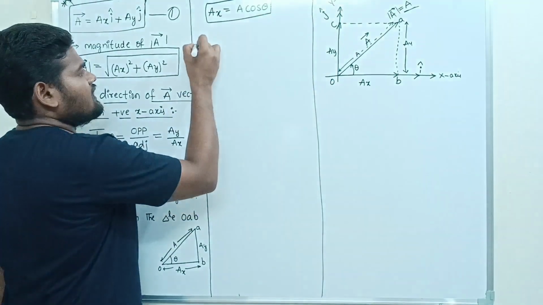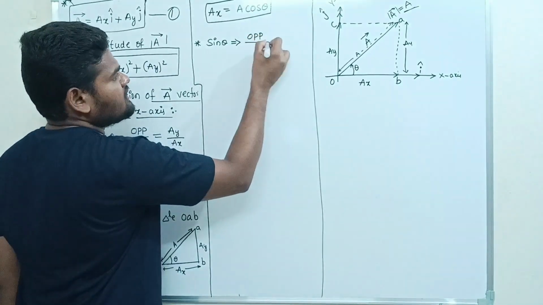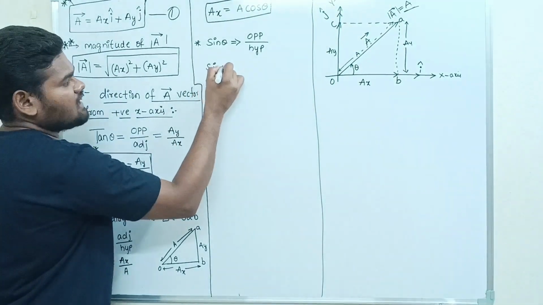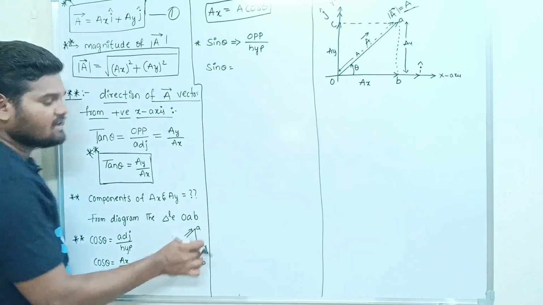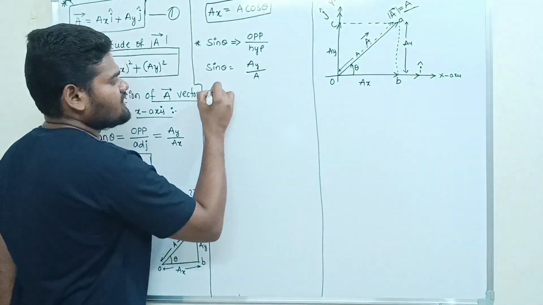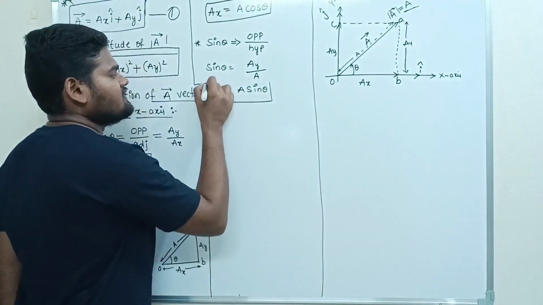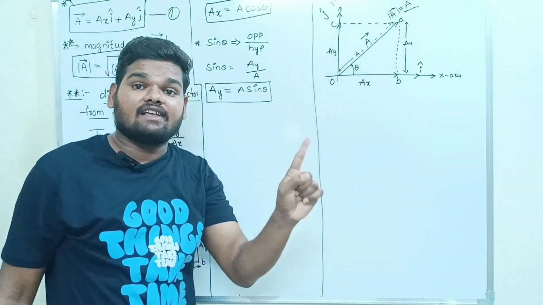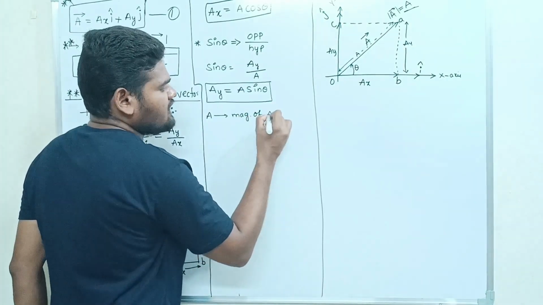Right. Have a look. I'm just writing the equation for sin theta. What is sin theta? Opposite side by hypotenuse. What is the opposite side from this diagram? The side which is opposite to the angle theta. That is AY divided by the hypotenuse. What is the hypotenuse? Capital A. So from this we can write AY is equal to capital A sin theta. Where A is nothing but the magnitude of A bar vector.